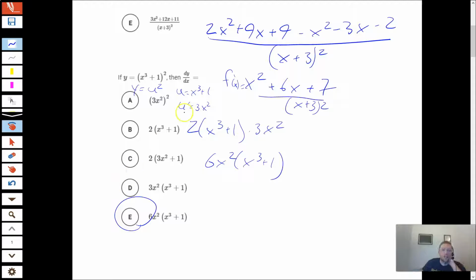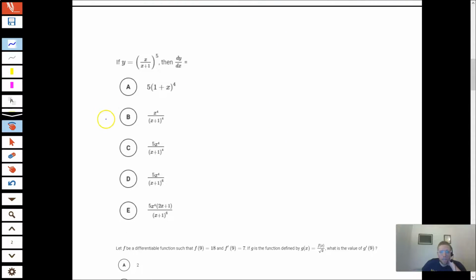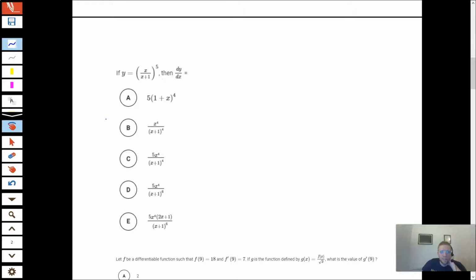Like I said, chain rule is my favorite rule. We're going to be using this one a lot this year. Okay, another chain rule problem. This one's trickier though. So think about why that might be trickier. And the answer is because we're also going to use quotient rule.